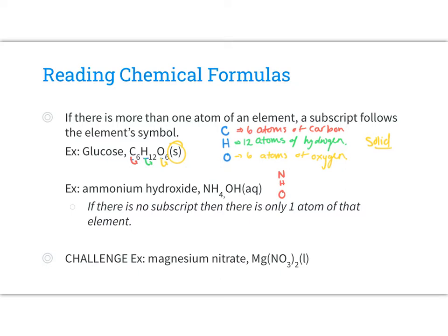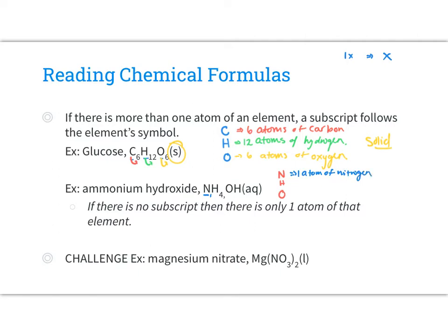So let's count how many of each. There's 1 nitrogen. Because it doesn't have a subscript, it's assumed to have 1. Kind of like when we're writing in math, we don't write 1x, we just write x. Okay, so there is 1 atom of nitrogen.